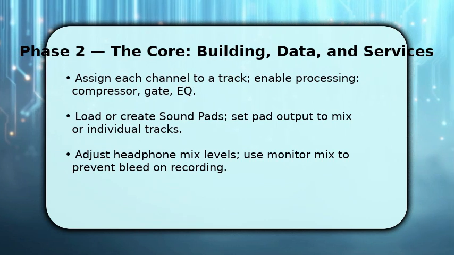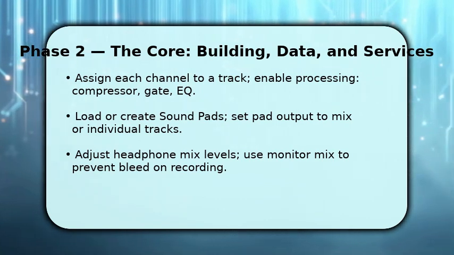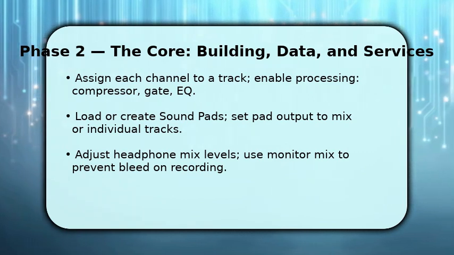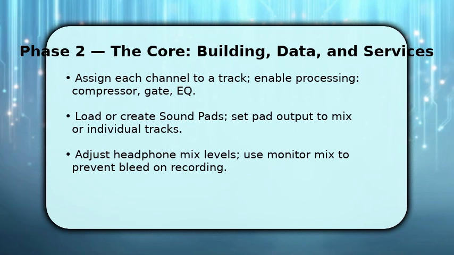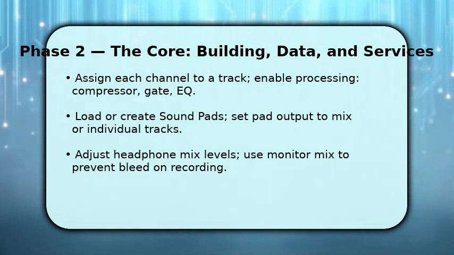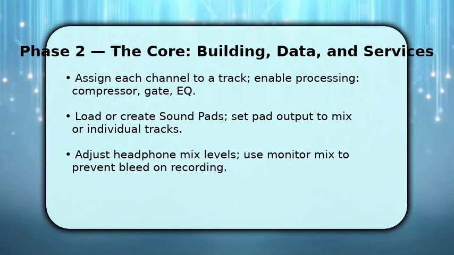Then set up sound pads, load jingles, and set their outputs to either the mix or discrete tracks depending on post-production needs. Finally, create headphone mixes per talent. Balance levels so performers hear themselves without adding bleed into the recorded channels.